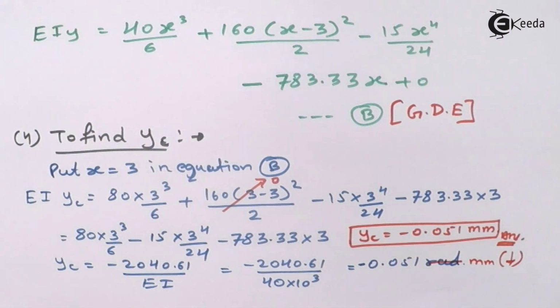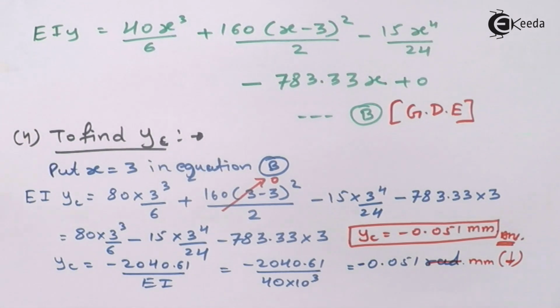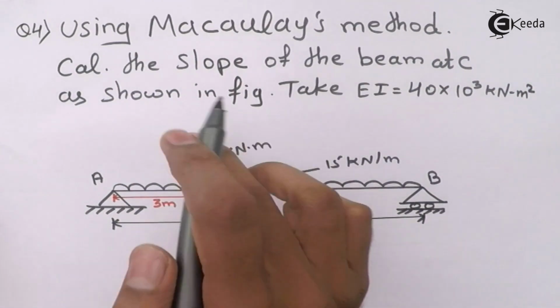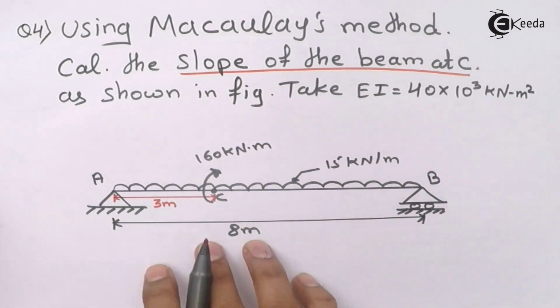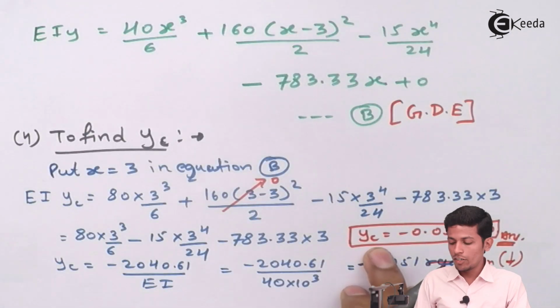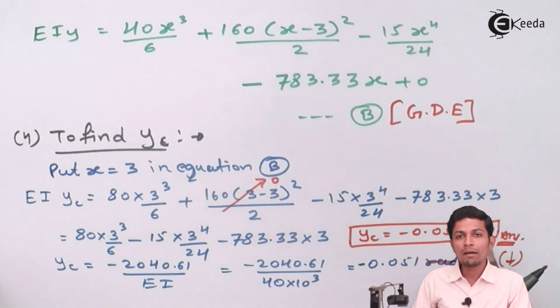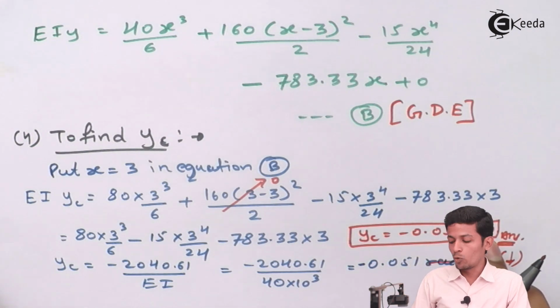Now we have done with this. See the question over here. We have to find the slope of the beam at C. Now we have done this part. Slope at C we have to find out minus 0.051 mm. Minus sign means downward deflection.